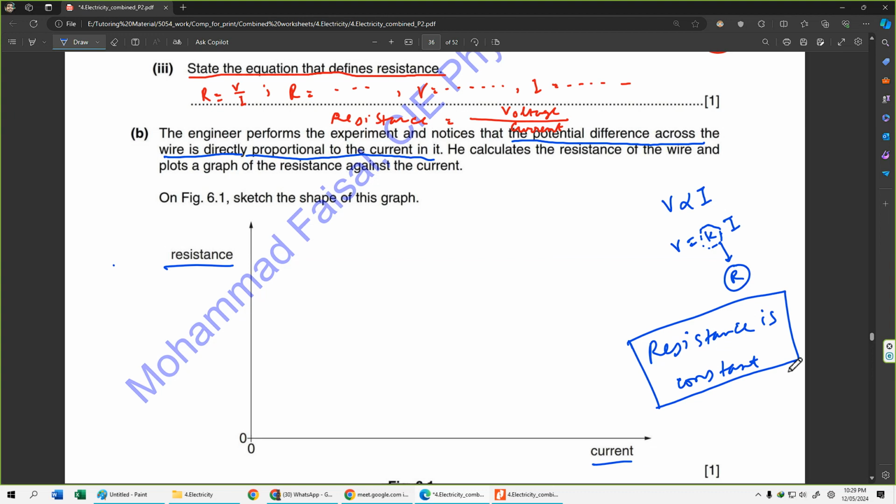Try to understand, your current is increasing, but is the resistance changing? If the y-axis quantity does not change, even though your x-axis quantity changes, what shape of line do you get? You get a horizontal straight line. So use your ruler at any point over here. Make sure you draw a line parallel with the current axis. So just draw a line like this. You don't have to fill it all the way, but you need to make sure that this line is definitely parallel to the x-axis.